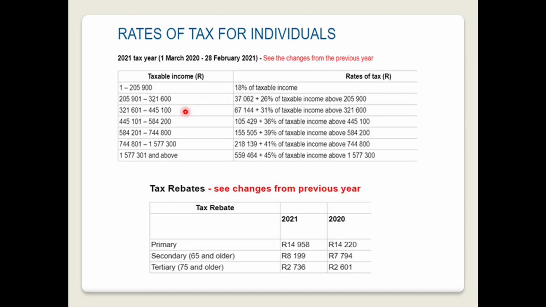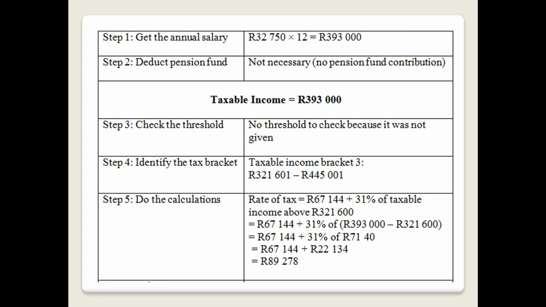Okay, so now on the left-hand side, we determine his bracket. Now we move along to the right-hand side. And then we go and have a look at what they say we need to do. So it is 67,144 Rand plus 31% of taxable income above 321,600. All right, so now we need to go and work it out. So we identified the tax bracket, we've done that, bracket number 3, and now we are going to do the calculations of the tax bracket.